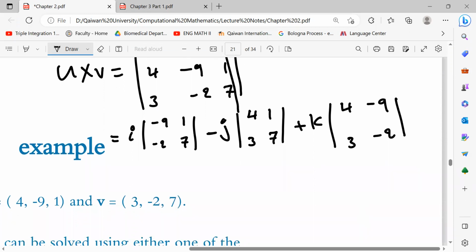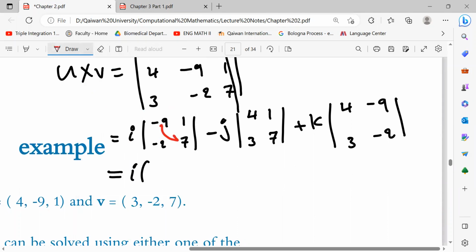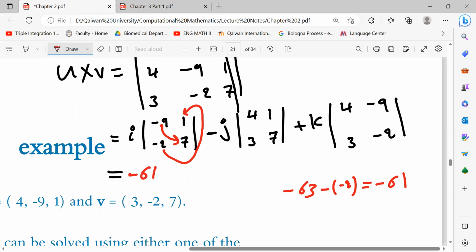Now find the determinant of these matrices. It's i times negative 9 times 7, which is minus 63. Then minus 2 times... by the rule, minus 2. The result is minus 61, so you get minus 61i. This is the first component, as the determinant of that matrix is negative 61.